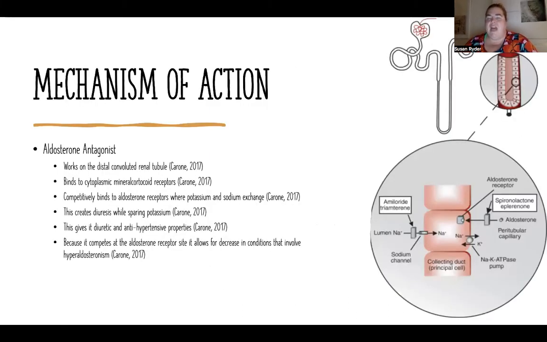The mechanism of action is that it's an aldosterone antagonist. It works on the distal convoluted renal tubule, binds to the cytoplasmic mineralocorticoid receptors, and competitively binds to aldosterone receptors where potassium and sodium exchange. This creates diuresis while sparing potassium. This gives it diuretic and antihypertensive properties. Because it competes at the aldosterone receptor site, it allows for decrease in conditions that involve hyperaldosteronism.